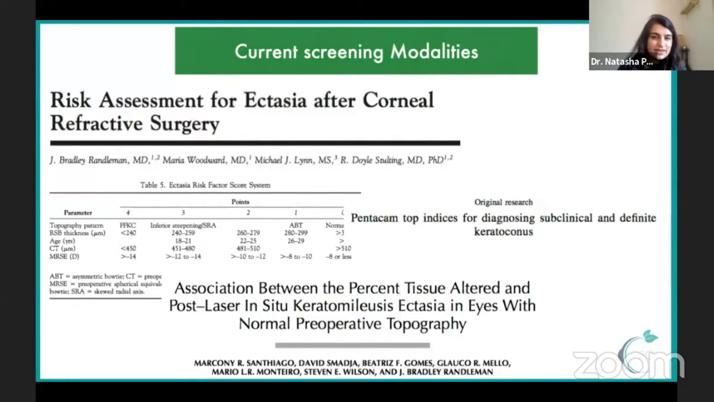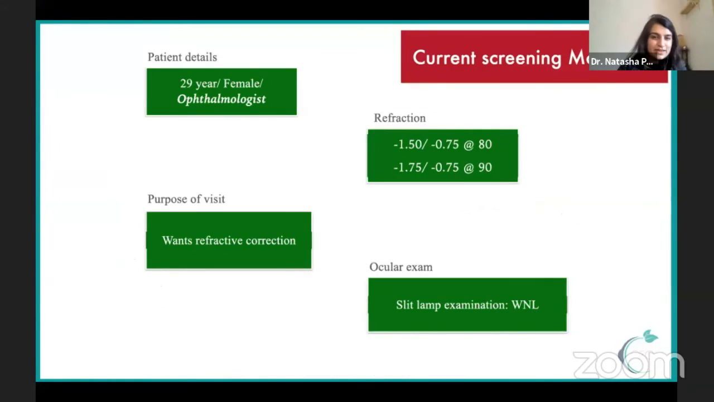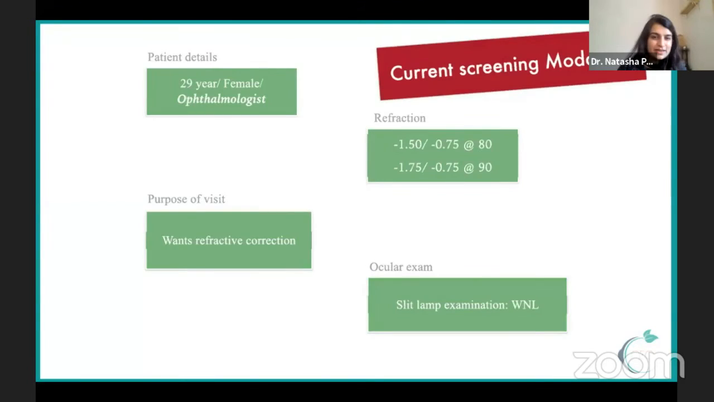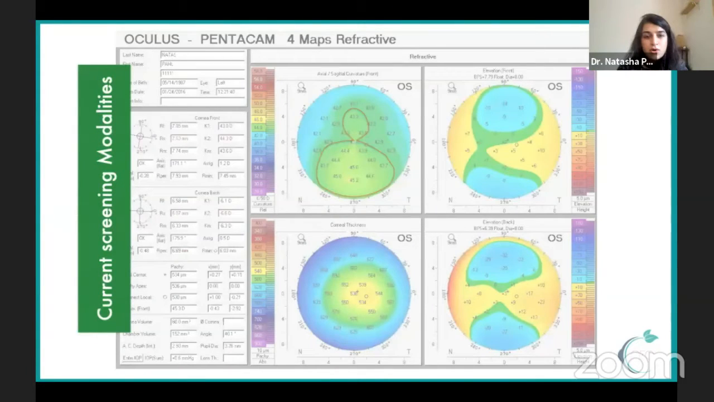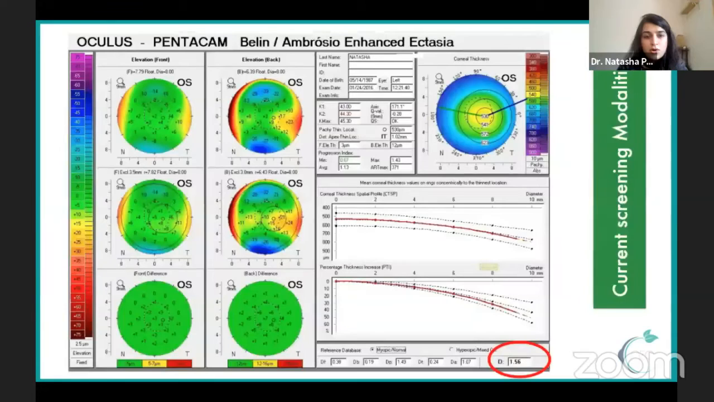Let me put this into perspective with a clinical example. A patient who is an ophthalmologist comes to me with a small refractive error, wants refractive correction, and slit lamp examination is absolutely normal. But on topography, there is superior-inferior asymmetry and posterior elevation. The total BAD-D is 1.56 and the suspicious range is 1.60, which is not too far from being suspicious. Furthermore, there is some amount of elevation seen on the posterior surface. So is this patient really fit for refractive surgery or not?